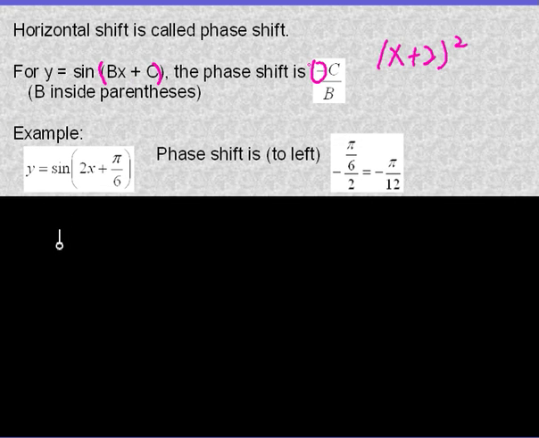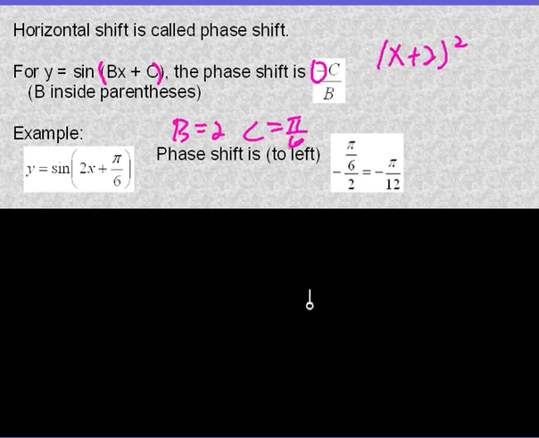Here's an example. Sine of 2x plus pi over 6. So our B is equal to 2. Our C, and our phase shift is our C, I should have mentioned that before, is pi over 6. So our actual phase shift is going to be negative pi over 6 divided by 2, which is equal to negative pi over 6 times the reciprocal of 2 over 1, which is 1/2, negative pi over 12.